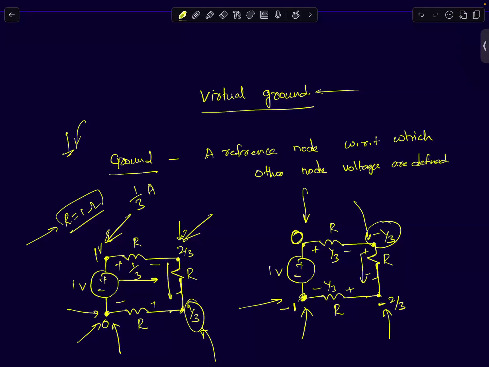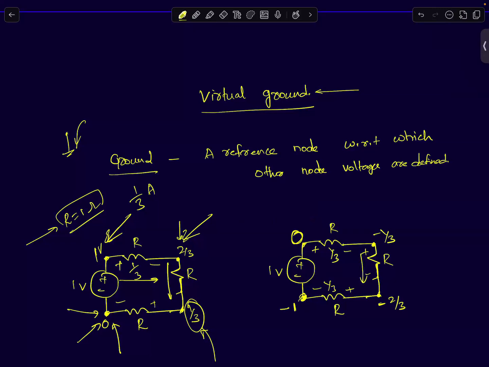But I just changed the ground to a different point. I just called this node 0, and see what happened to the node voltages. All the node voltages changed. The node voltages are very different because your reference point is very different in both circuits.